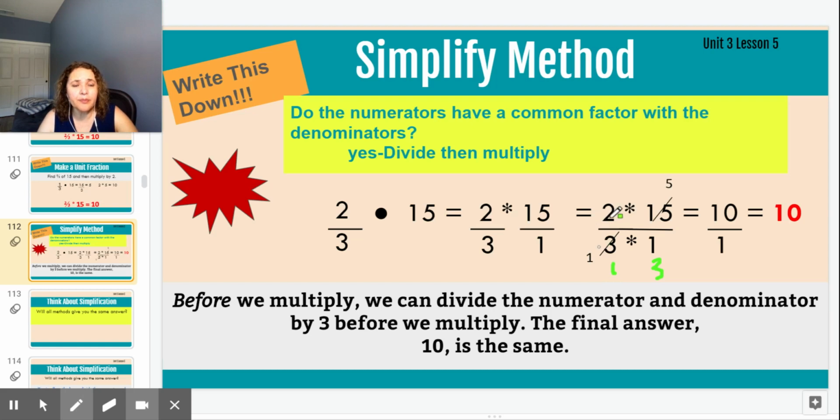So then I just multiply. 2 times 5 is 10. 1 times 3. Oh, actually 1 times 1, not 3, right? Because I got rid of the 3. 1 times 1 is 1. 10 divided by 1 is 10. So you've got to divide first the numerator and the denominator by the same factor, and then you multiply. This is the preferred method because it'll save you tons of time, and you're going to see in a couple more examples.